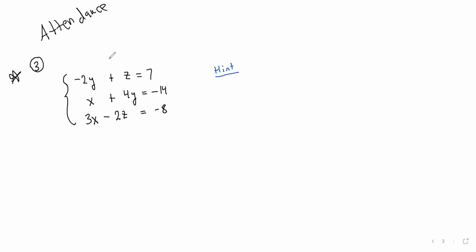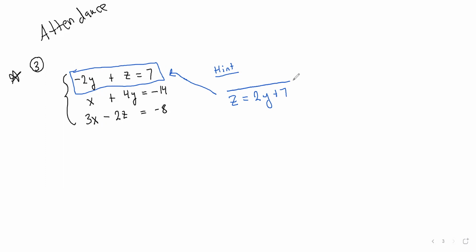So in this one, I'm going to show a third method. And so what we want to do first is take this equation here, this first one, and solve it for z. Since this is very simple to solve for z, you just add 2y to both sides. So if you solve this first equation for z, you get z equals 2y plus 7. And so this gives a nice formula for z.